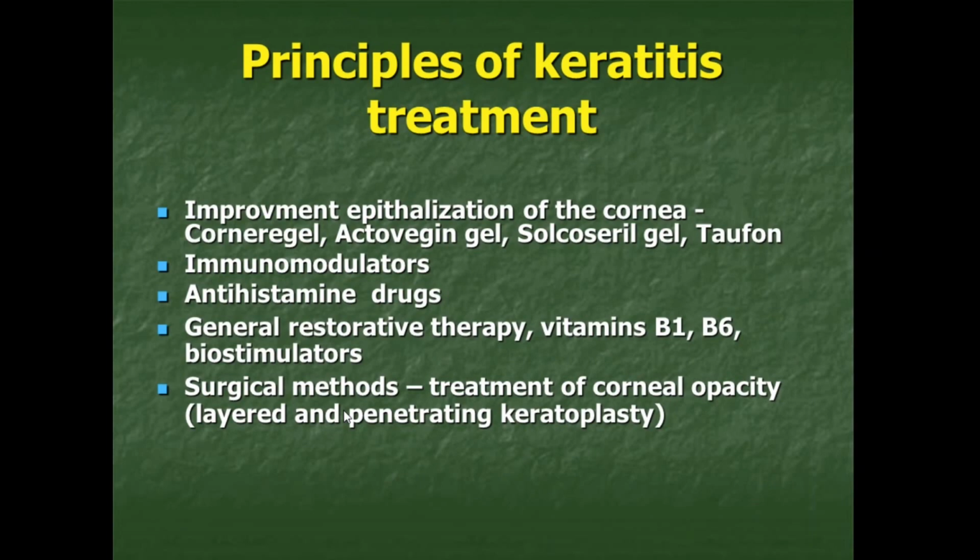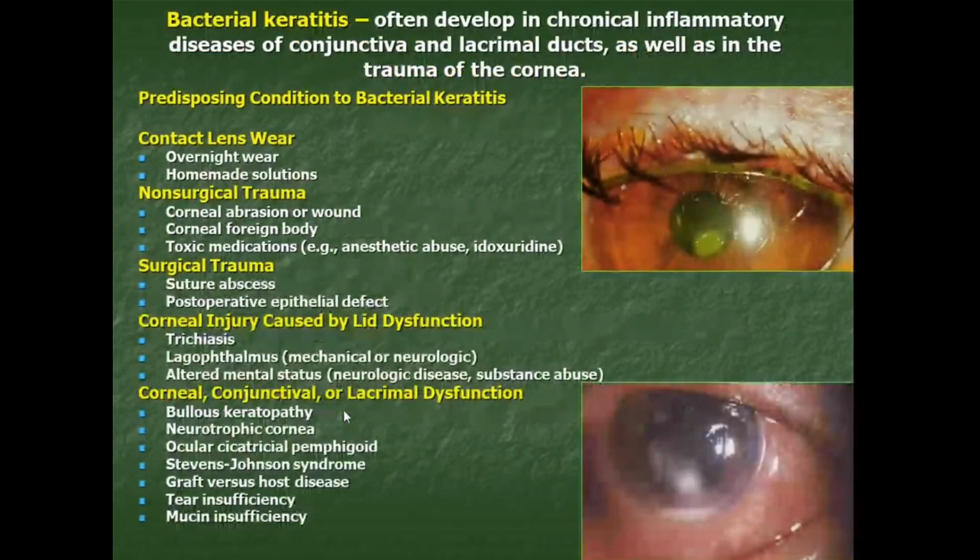We can prescribe corneal transplantation, keratoplasty, in a case of severe cornea opacity. Some words about bacterial keratitis. Bacterial keratitis often develops in chronic inflammatory diseases of conjunctiva and lacrimal ducts, as well as in a case of trauma of the cornea.